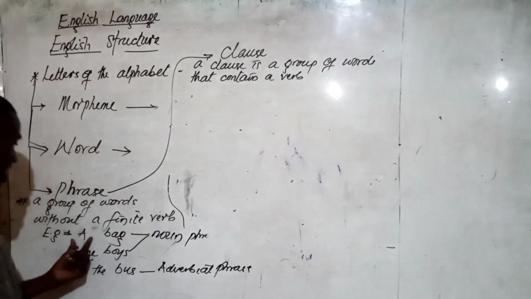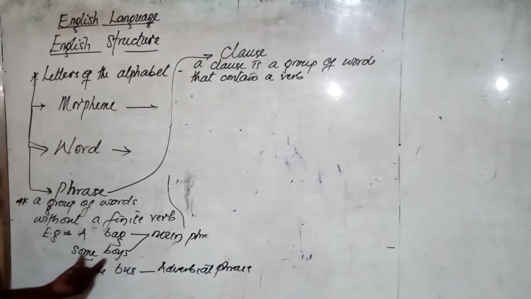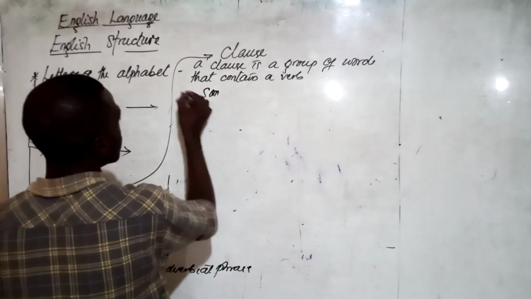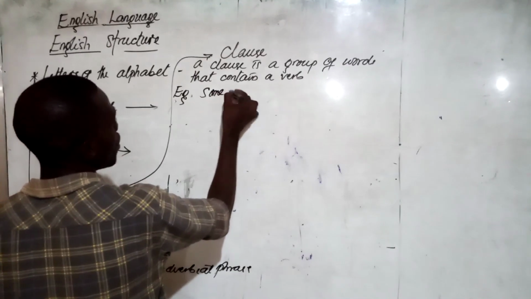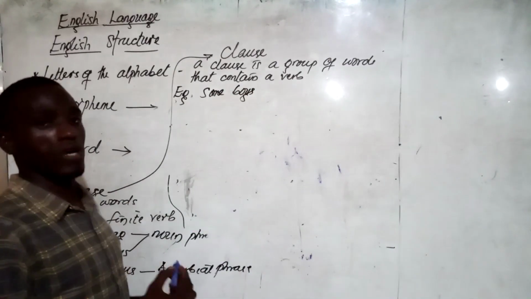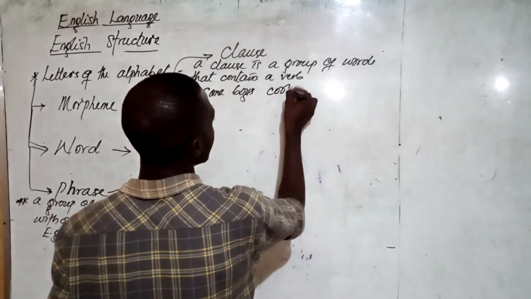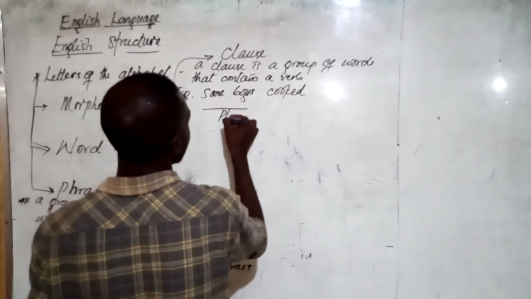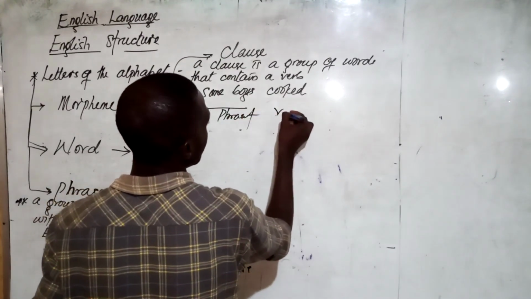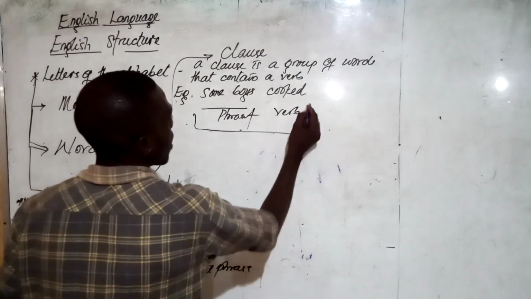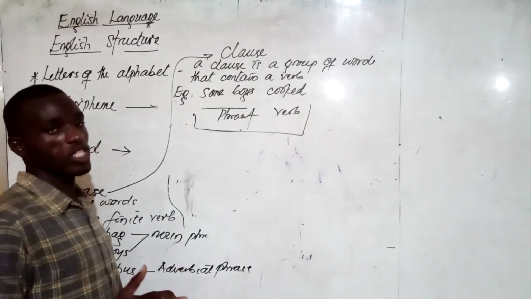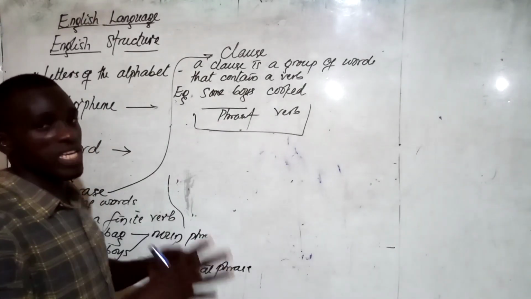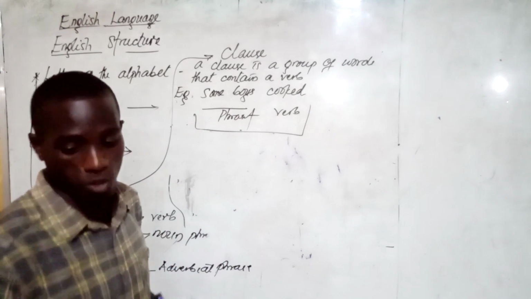Now, for example, if I say a bag, or some boys. If I were to add a verb to some boys, I could say some boys cooked. Now, some boys is my phrase plus a verb. It has become a clause. And there are two types of clauses. We have the main clause and the subordinate clause. All of this will be further spelled out separately in our future videos.